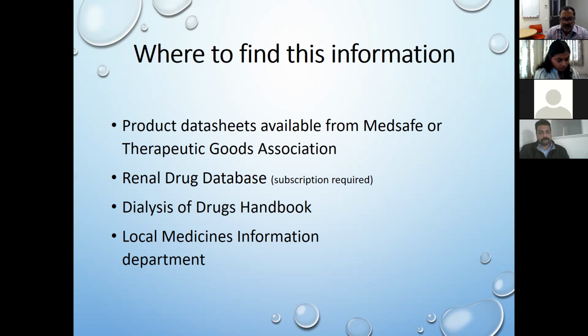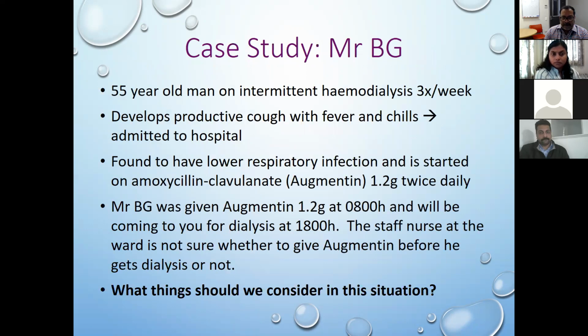Cool. So if you guys have any questions about the resources, do let me know. We've got a case study now, just to talk through. We've got a patient, Mr. BG. He's a 55-year-old man on intermittent hemodialysis 3 times a week. Now, he develops a productive cough with fever and chills, and he's admitted to hospital. He's found to have a lower respiratory tract infection, and he's started on Augmentin, or amoxicillin clavulanic acid, at 1.2 grams twice a day in hospital.